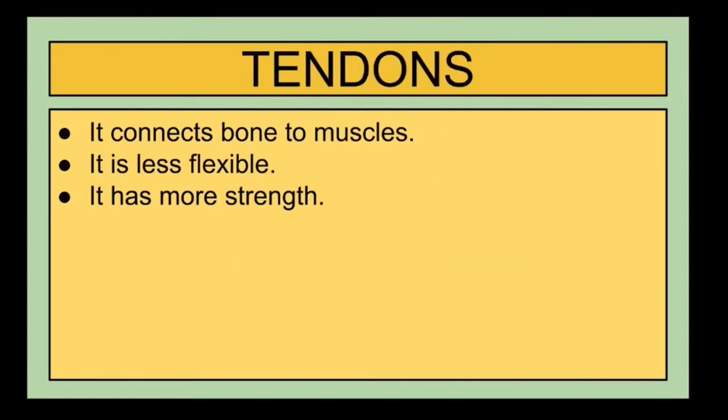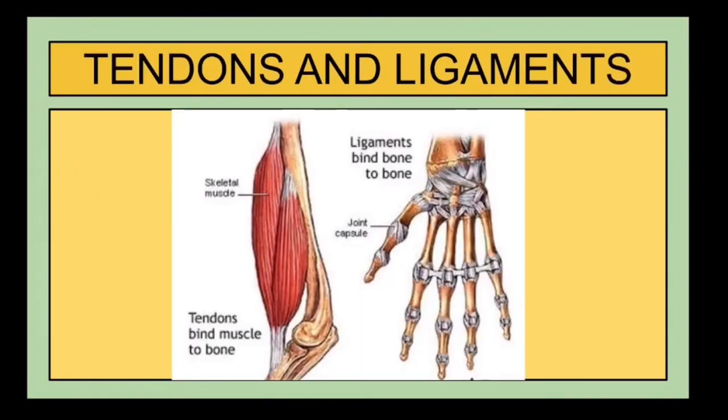Tendons, the cells are called tenocytes. It is composed of elongated fibroblast type of cells, which have a prominent nucleolus and well-developed rough endoplasmic reticulum. It connects bone to muscles. It has less flexibility and more strength. Here you can see tendons and ligaments in the diagram. This is the tendon and this is the ligament.